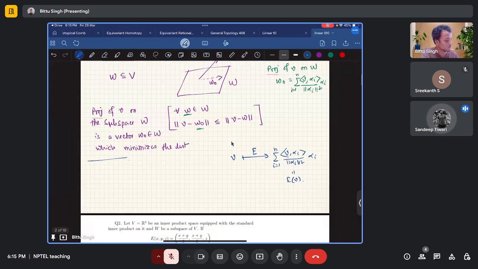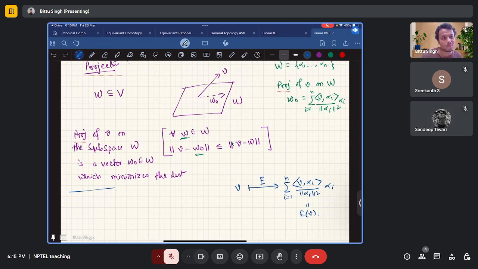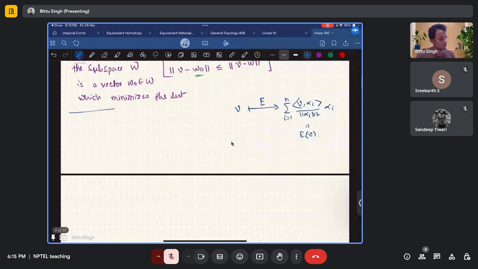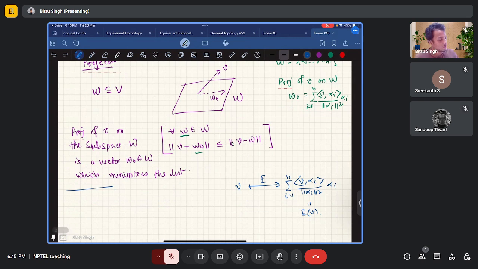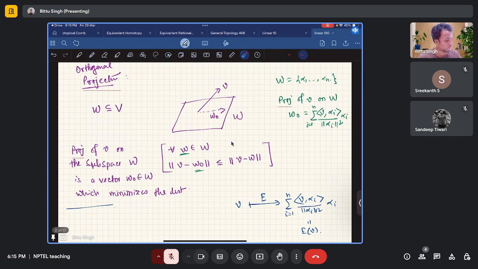Sir, projection of a vector simply means that we are talking about orthogonal projection. Yes. For orthogonal projection, we have to write V as the direct sum of W plus W complement. That is actually a consequence of that part, so let me mention that. You can see this is a projection. Now what can be done? You can also project onto the normal part.